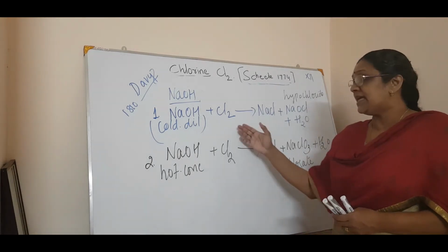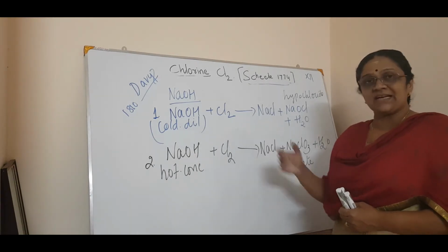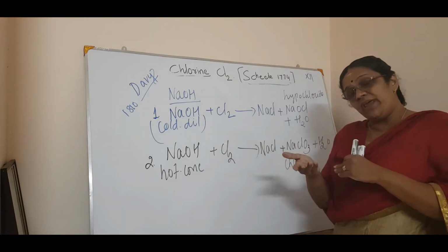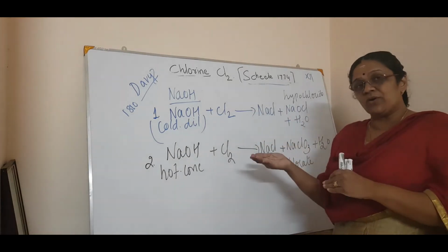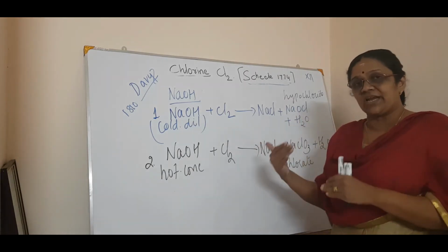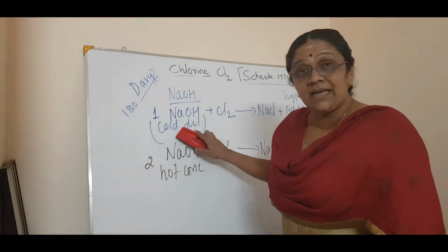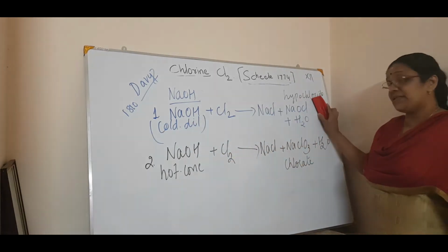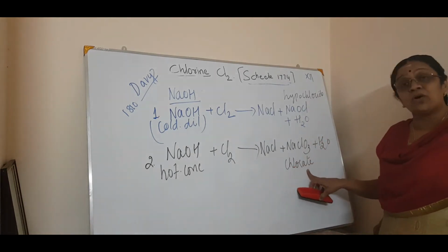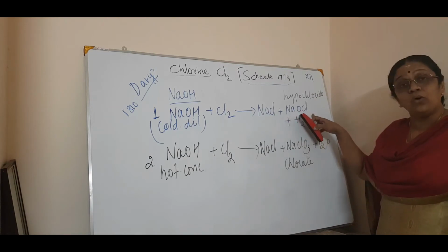Correct? So this is again an important reaction. With ammonia also, there are two types of reactions. When ammonia is in excess, you will get ammonium chloride. When chlorine is in excess, you will have NCl3, nitrogen trichloride, which is an explosive. With alkali, when it is cold and dilute, you will get hypochlorite. When it is hot and concentrated, you will get sodium chlorate, NaClO3. This is NaOCl.